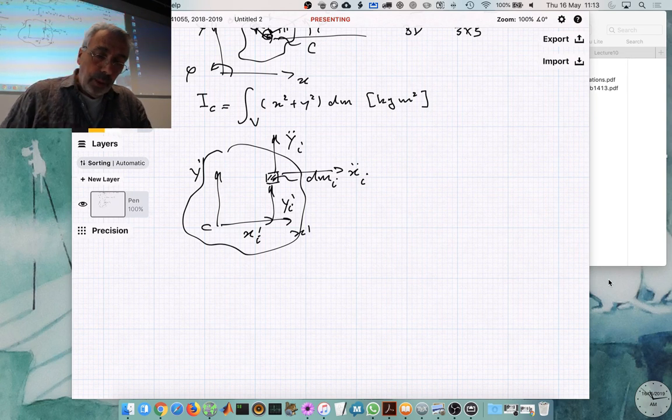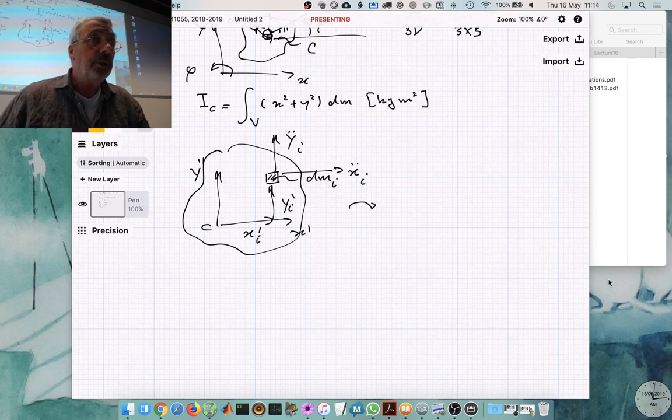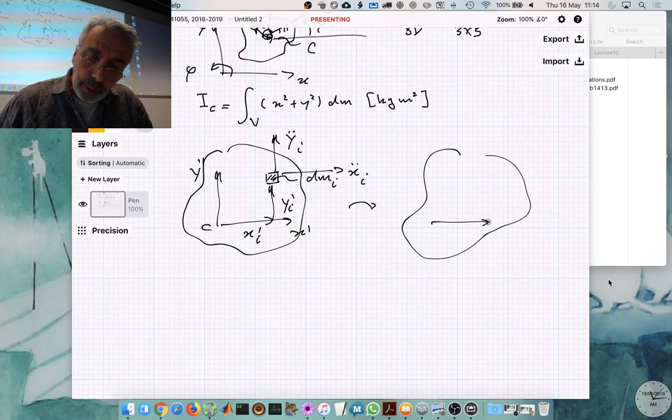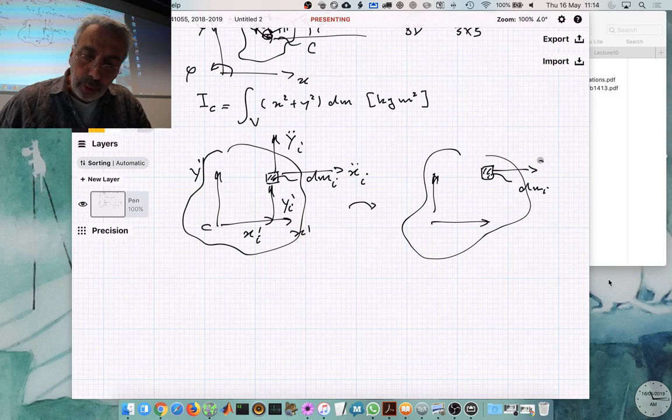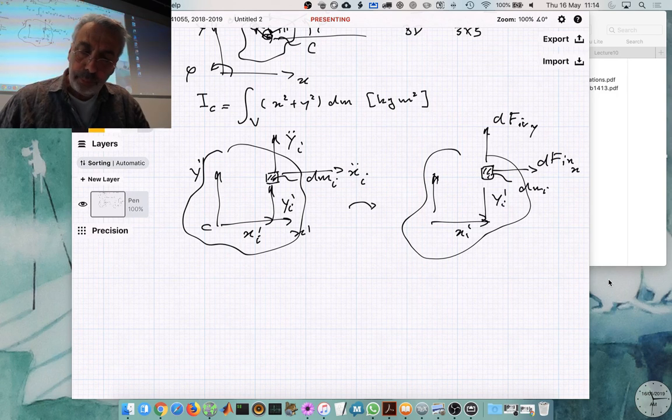Now, in the spirit of D'Alembert, we can also say, well, this looks a lot like there are forces on this body. Inertia forces. So you could also say, oh yeah, I have this body here, and on this piece of mass, dmi, I have inertia forces. Because it's a small piece of mass, I have a df inertia in the x direction, and a df inertia in the y direction. And again, the position is xi and yi. Okay, and that's just D'Alembert.